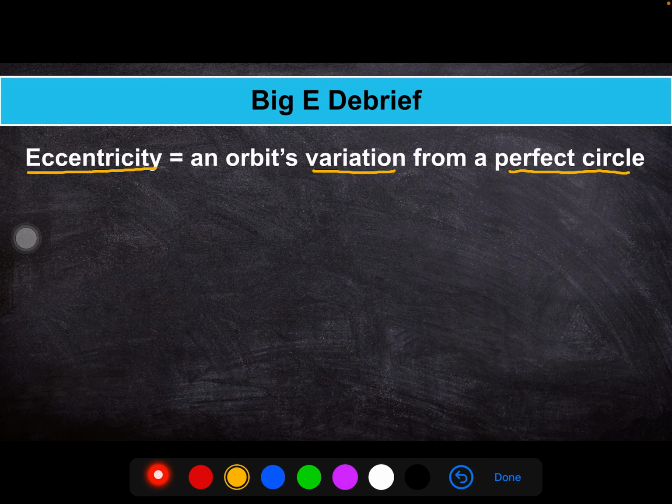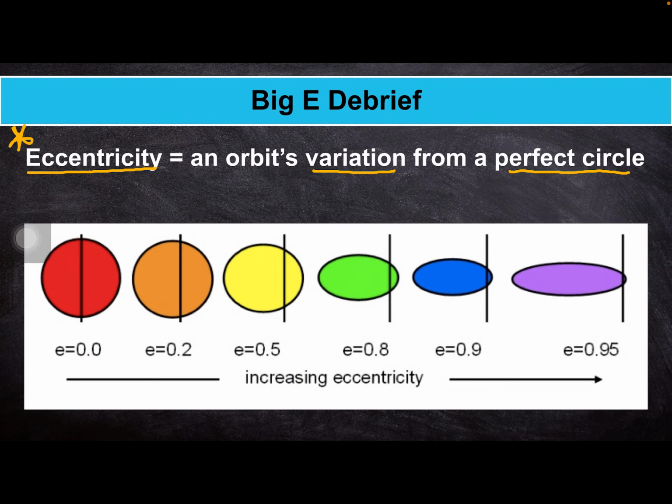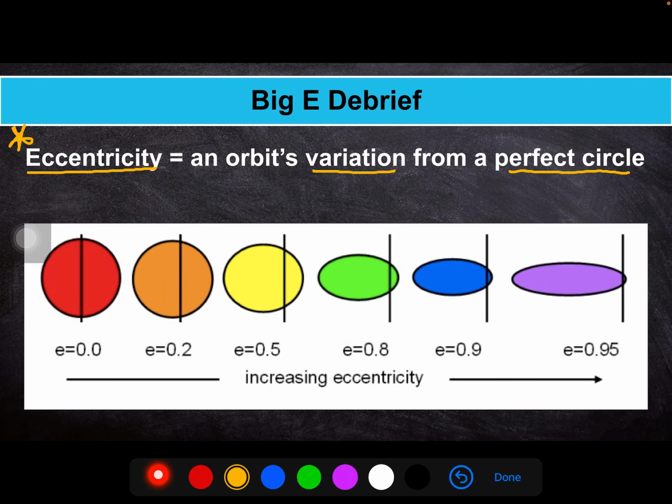So again, we don't see orbits in a perfect circle. All of them have some amount of eccentricity. They're all off a little bit from a perfect circle. So this is a great visual showing us if that ellipse is closer to 0, it is more circular. If that ellipse is closer to 1, it is much more stretched out.